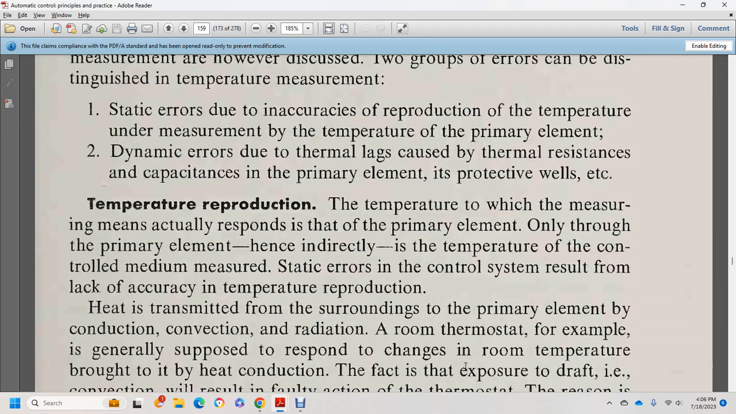Temperature reproduction: the temperature for the measurement actually responds with the primary element only, and the primary element is indirectly connected with the temperature for the control of the medium measured. Static error of the control system is the result of the lack of accuracy of the temperature reproduction.